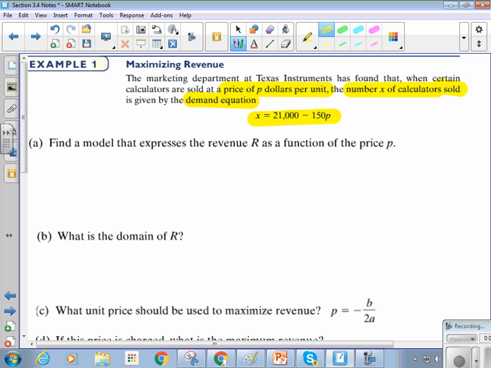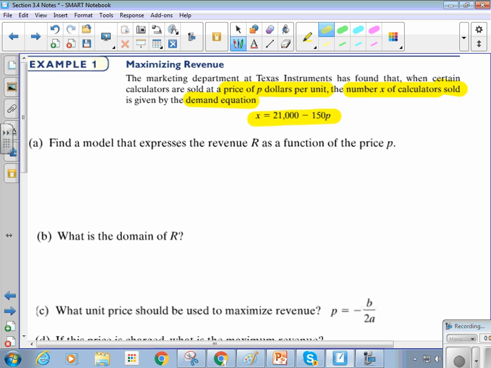So remember, when you write down an equation, make sure you include what the variables all mean. X is the number of calculators sold. P is the price in dollars per unit. This is our demand equation. It's how the price and the amount sold are related. Do we use 21,000 every time, or will they give us a different number every time? Yeah, for each problem, the demand equation is different. Do they always give you the first part of it? Yes.